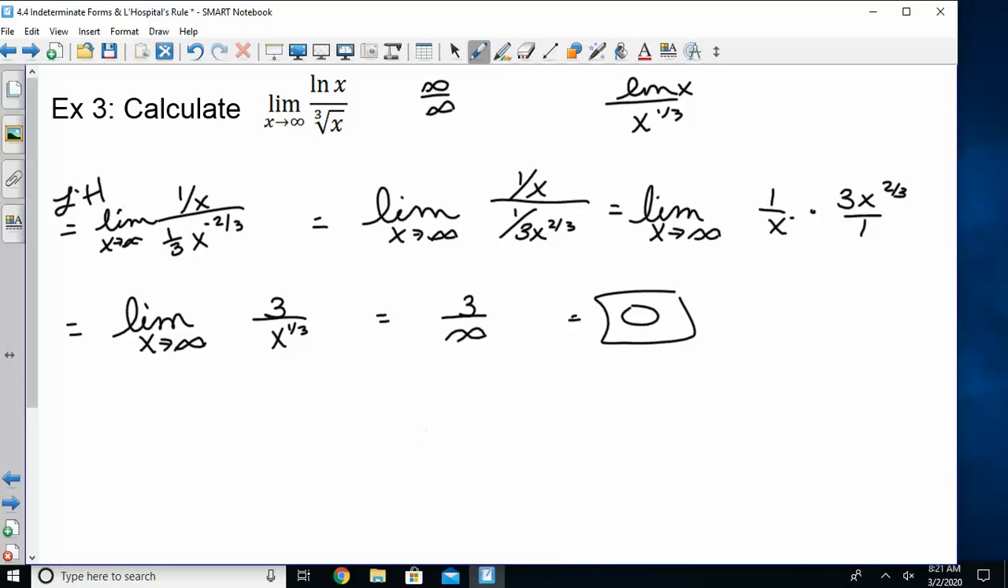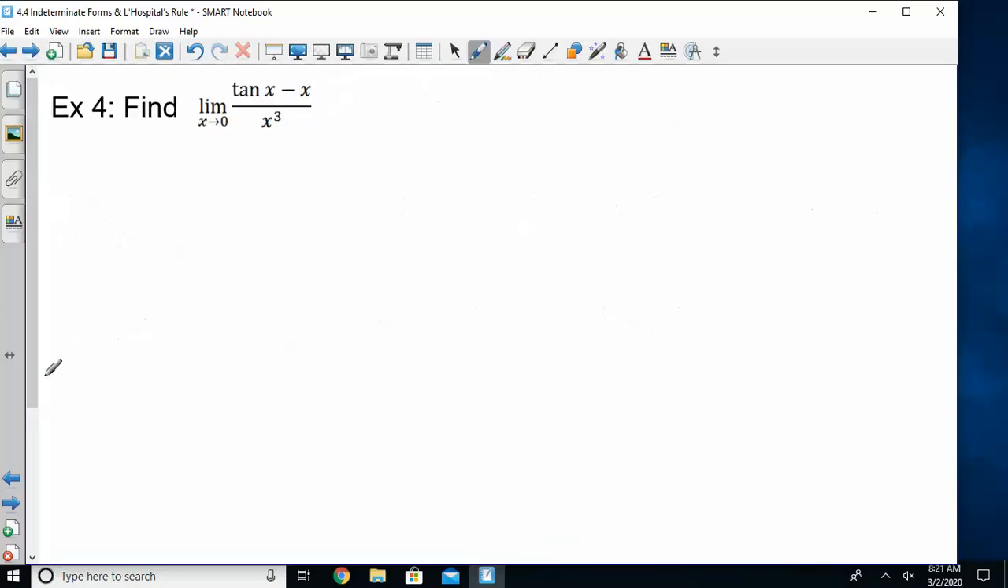We're going to do a couple more like this. Any questions on that one? We could do a little more algebra there to simplify.